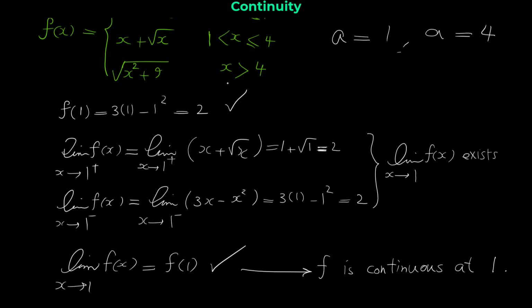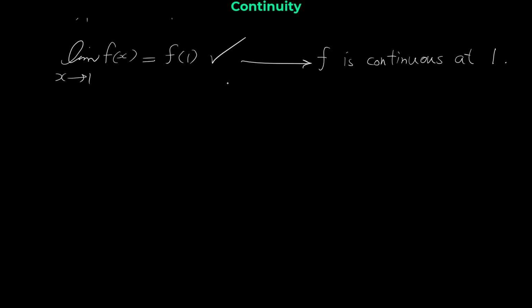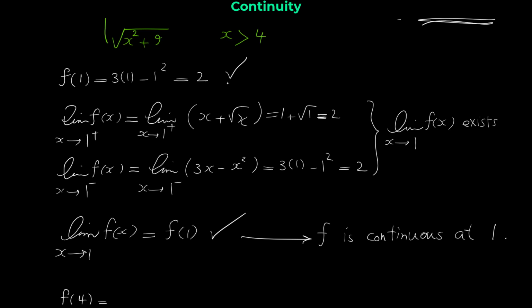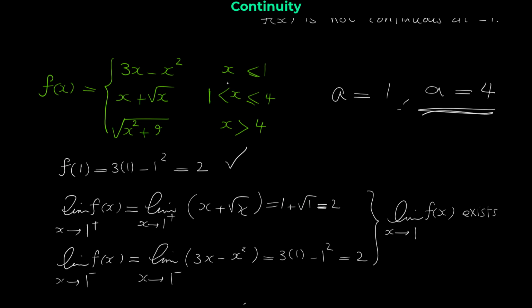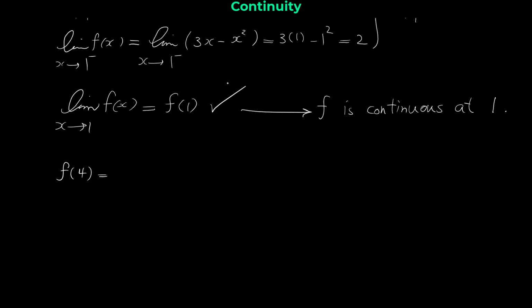Now we want to check the continuity at 4, the second point. First, we have to start from f of 4. For finding f of 4, which equation do we have to use? This equation. When x is equal to 4, we have to use this equation. So I'm going to plug in 4 here. So it's going to be 4 plus radical 4, which is 6.